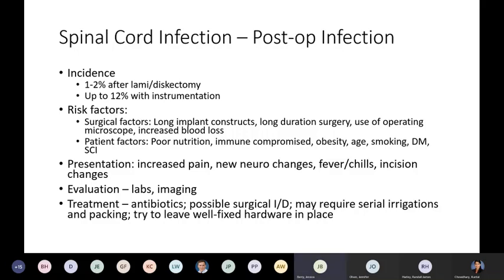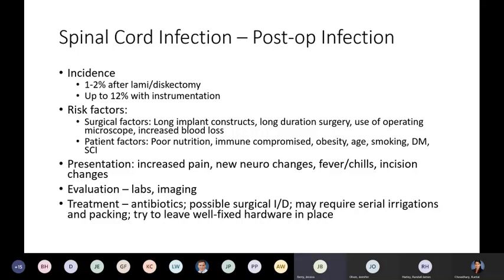Usually the presentation again will be increased pain. They may have new neurologic changes, fevers, chills, or incision changes. However, if you have a deep infection and a tight fascial closure, you can have progression of an infection in the surgical bed deep to the incision with a fairly normal or good-looking incision. So looking good on the surface does not necessarily rule out a post-op infection.